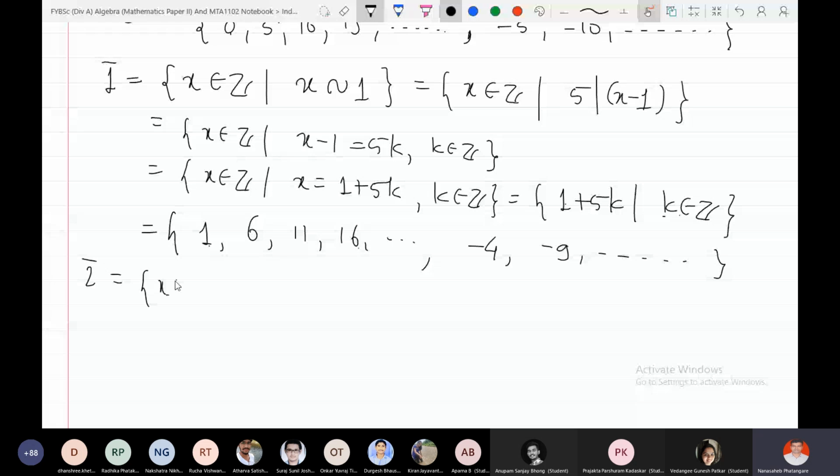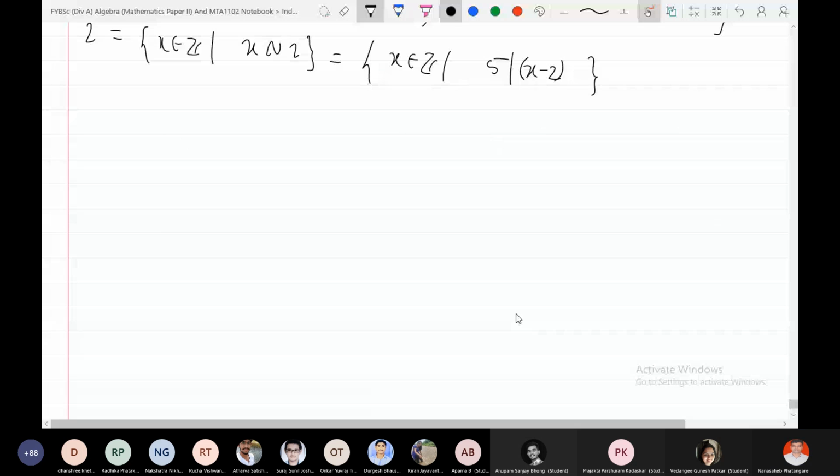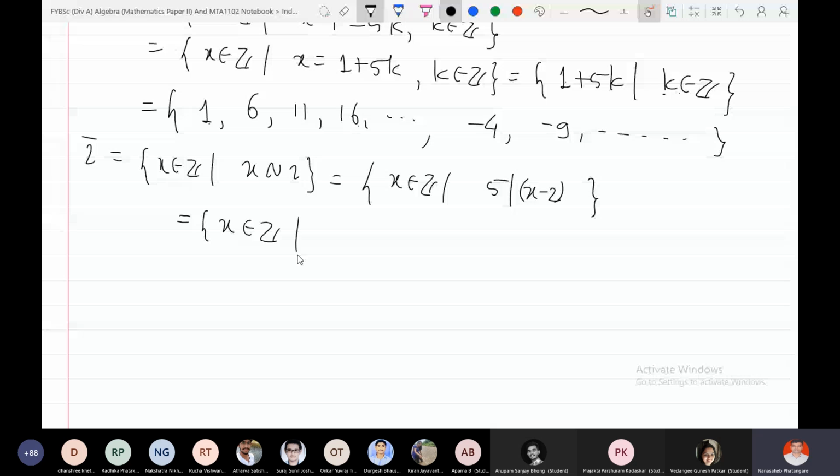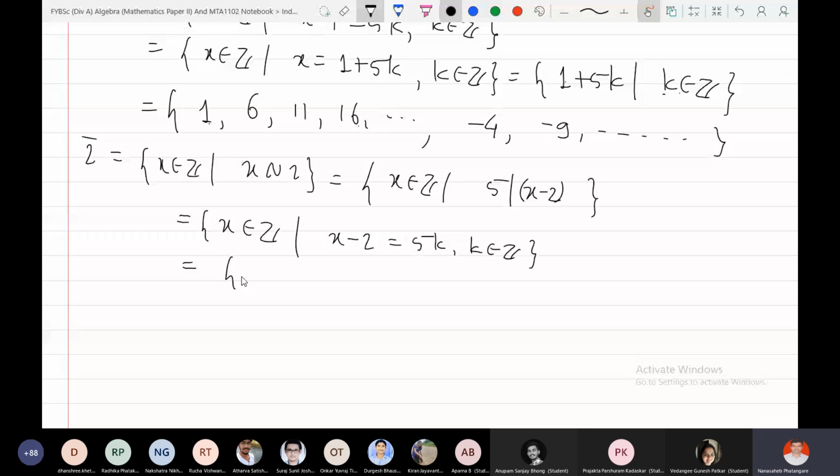So what is a class? All those integers which are related to 2. Therefore, I will write in short: 5 divides x minus 2. Correct? So it is all those integers of the type x minus 2 equal to 5k for integers k. That means all those integers x such that x is equal to 2 plus 5k, and k belongs to integers.